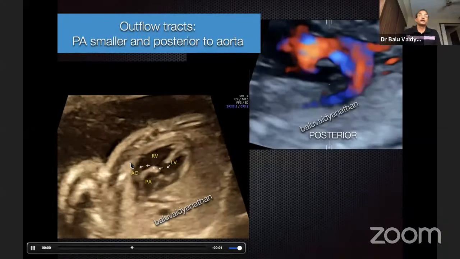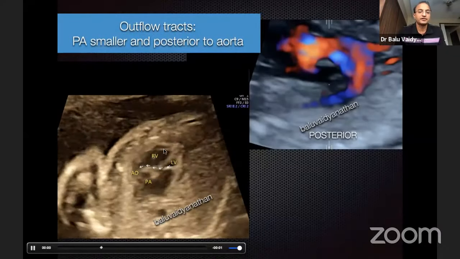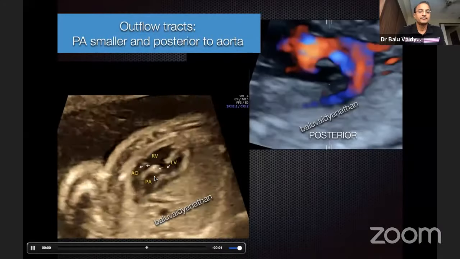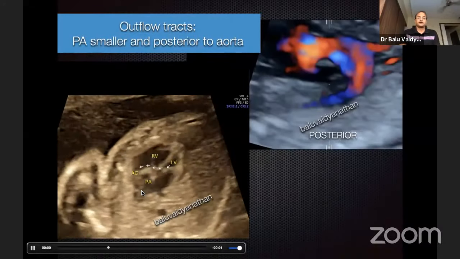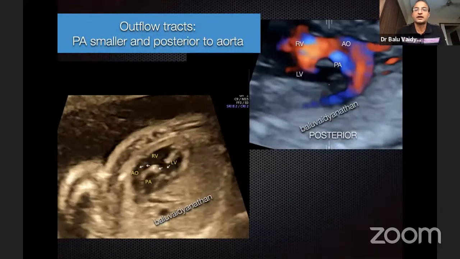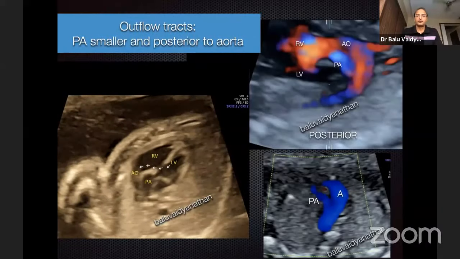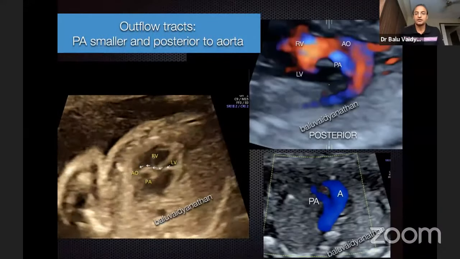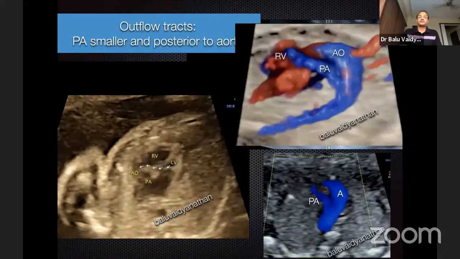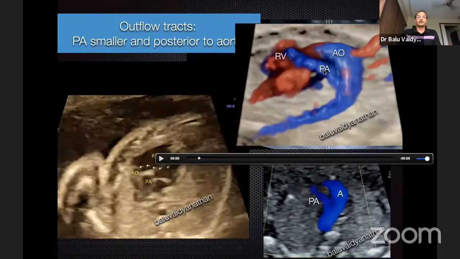So the previous case I showed was anterior deviation of the conal septum causing aortic obstruction. Here the aorta is clean, but there is significant posterior deviation of the conal septum, which is shown here as well. The PA is smaller than the aorta. And in this 3VT view, you can very clearly see that the PA is much smaller compared to the aorta. And in this reconstructed picture, we can actually make this out very well. The aorta is clearly anterior, PA is posterior, and PA is smaller.